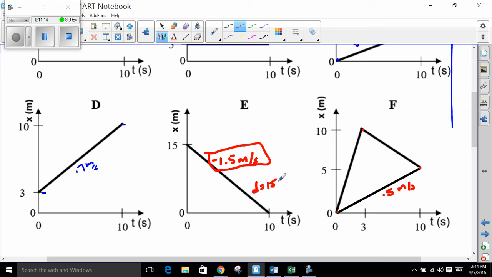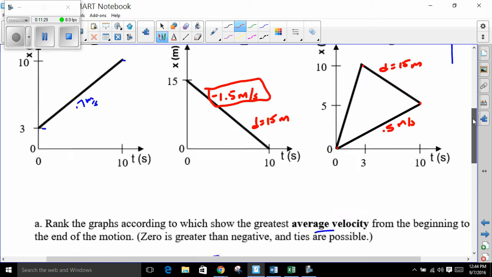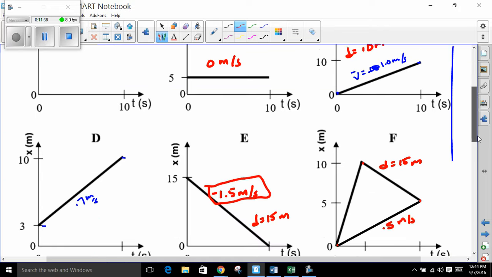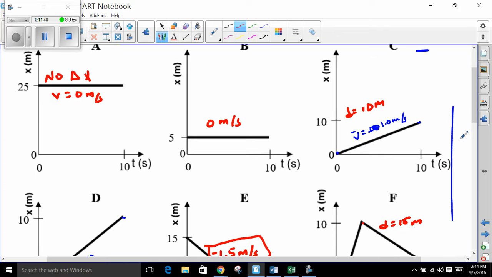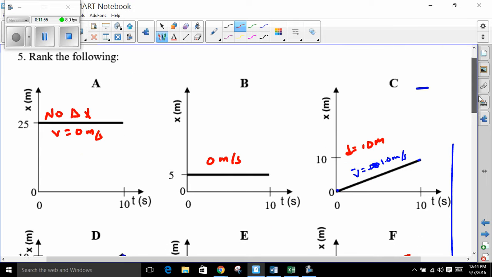Then, we didn't rank anything for number 2 because 1 and 2 were equal to each other. Then we go to C next. In C, we've got from 0 to 10 meters, so that would be 10 meters. And after that one, let's see, D comes next. So we would have from 3 to 10 meters, that's 7 meters. And then we have A and B equal to each other. Both of these, distance equals 0 meters.